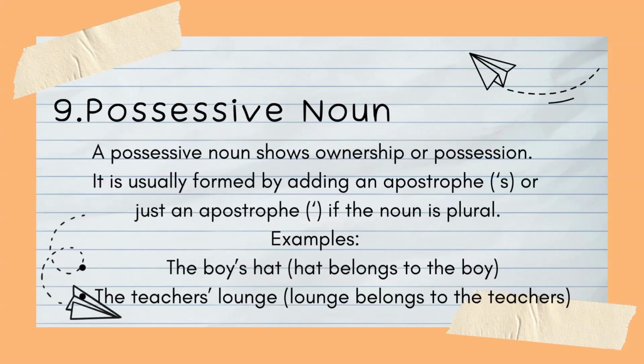9. Possessive noun. A possessive noun shows ownership or possession. It is usually formed by adding an apostrophe and s, or just an apostrophe if the noun is plural. Examples: the boy's hat, the hat belongs to the boy. The teachers' lounge, the lounge belongs to the teachers.